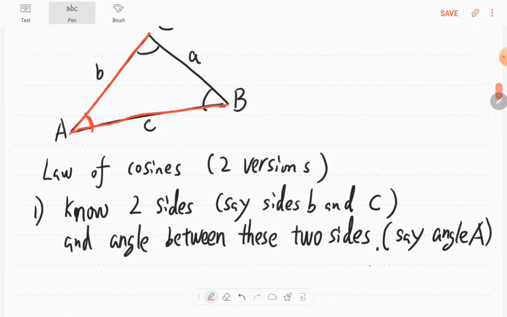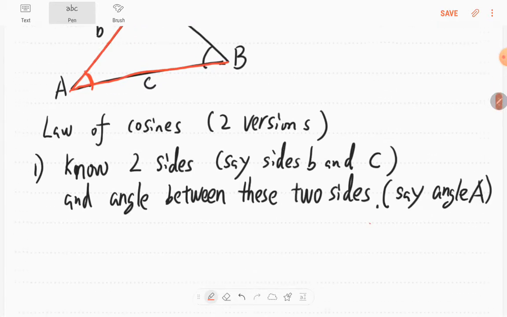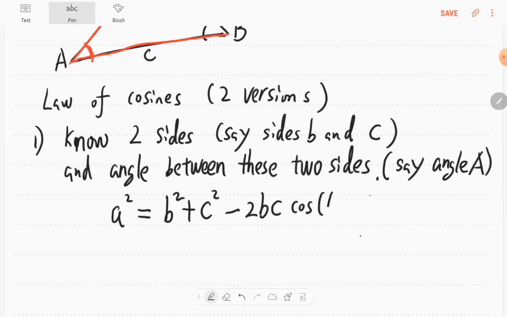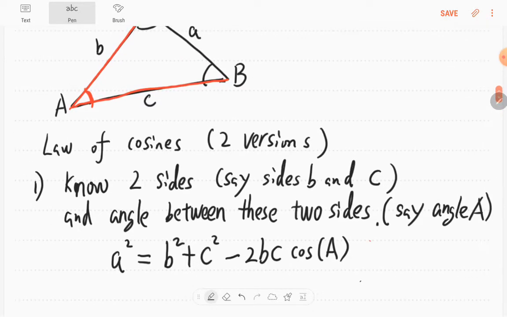Then the law of cosines says, if we know side B and side C and the angle between B and C, which is angle A, then we can calculate the opposite side of angle A, which is side A. Side A squared equals B squared plus C squared minus 2 B times C times cosine A. One comment: if A is 90 degrees, which is a right triangle, then A squared equals B squared plus C squared because cosine 90 degrees equals 0. So it becomes the Pythagorean theorem.